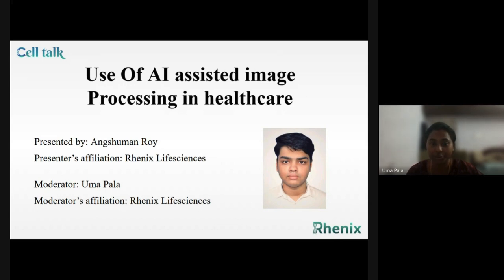So today, Anshuman is our presenter, and he is going to present on the topic use of AI-assisted imaging processing in healthcare. So before going to the actual presentation, let me introduce Anshuman.